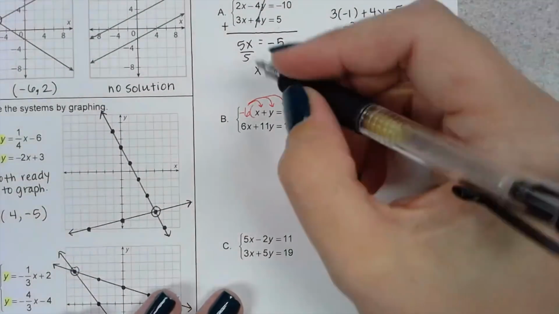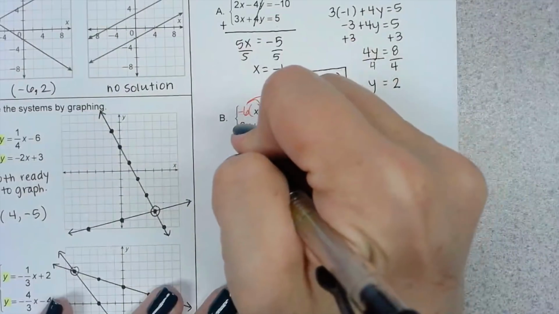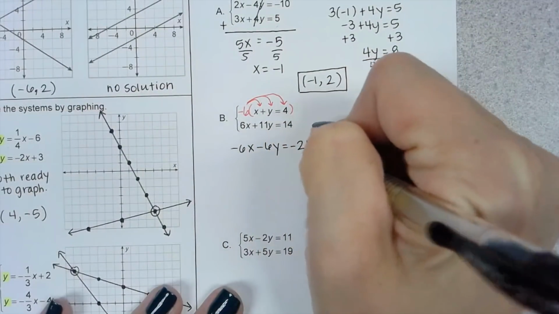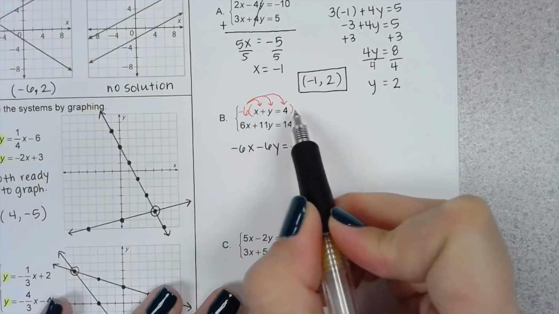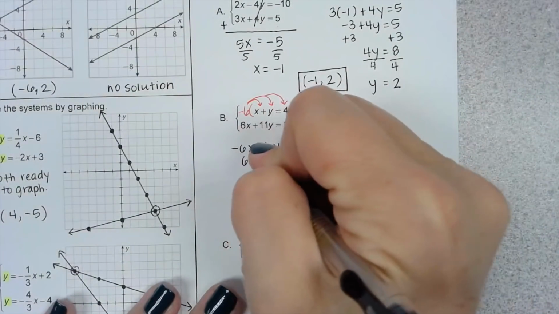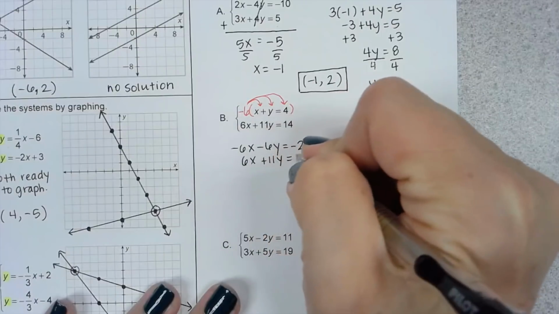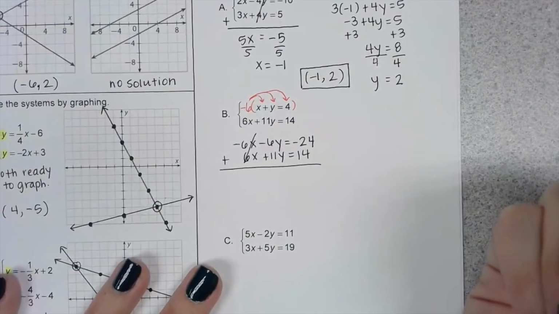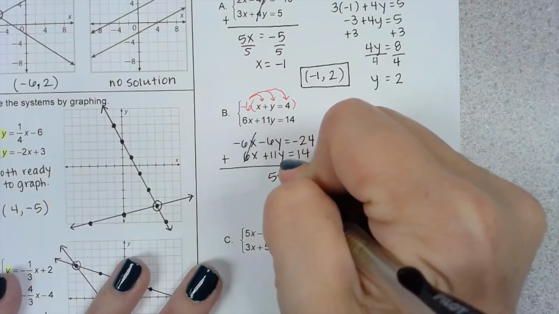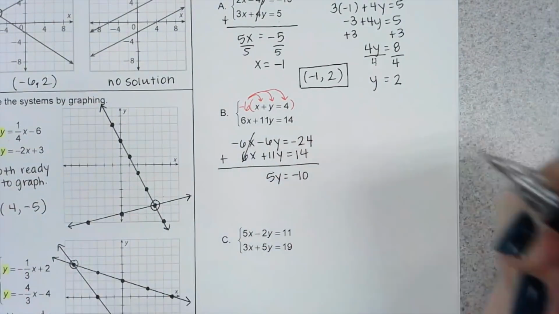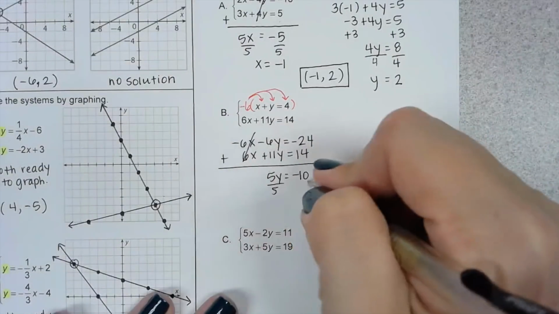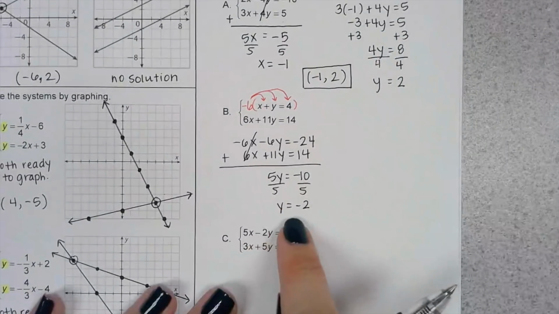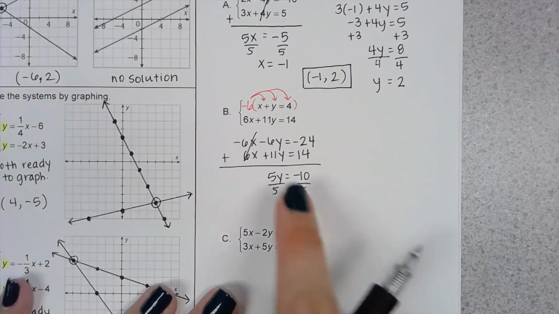So on this one, I need to start by fixing that. So let's see. That's going to give me negative 6x minus 6y equals negative 24. Notice how I'm careful to multiply all of them through by negative 6. And then my second equation stays the same. In elimination, I cross off opposites, and then I add up what's left over. So for this one, I'm going to get 5y equals negative 10. And then I'll divide both sides by 5, so I'm going to get y equals negative 2.